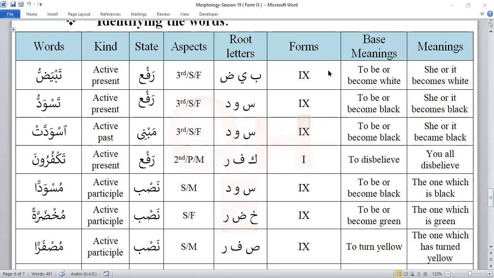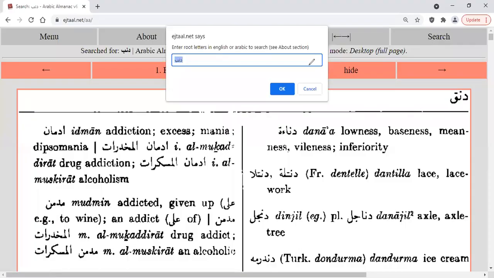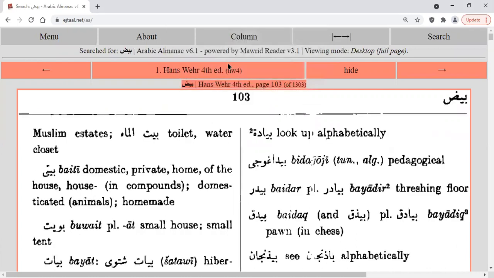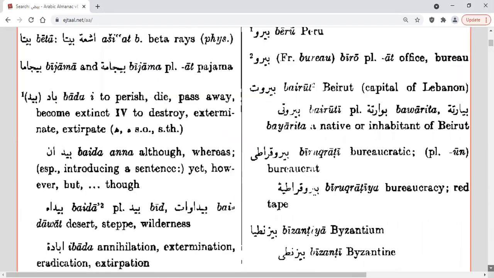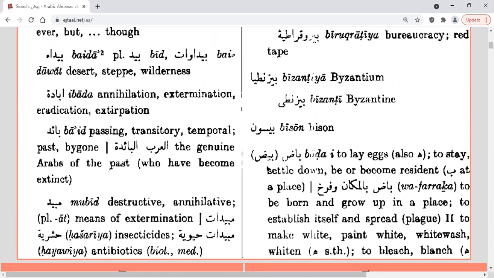Now let's look into the dictionary and find this meaning. So let's go to the dictionary and I'm going to type ba, ya, dad. Okay. Now let's go down and find these root letters. So over here we can see ba, ya, dad.